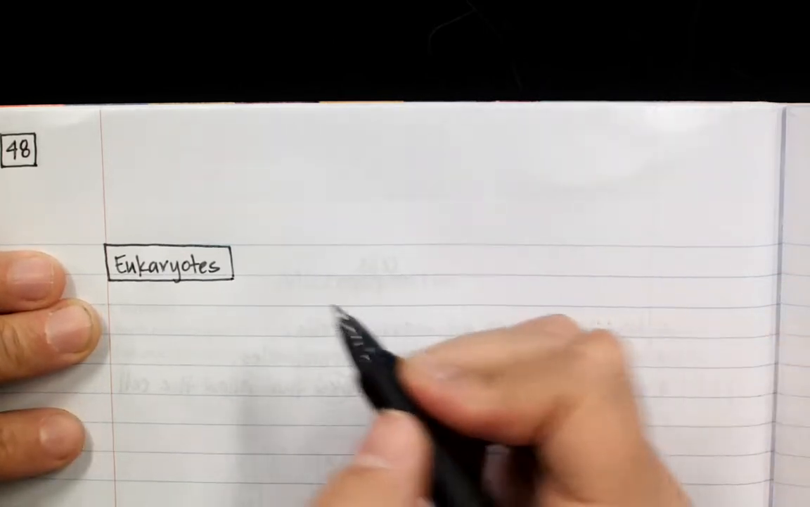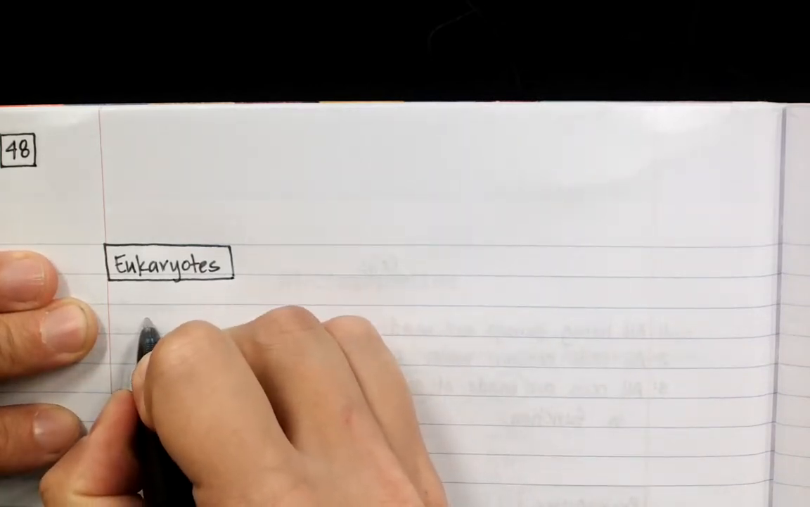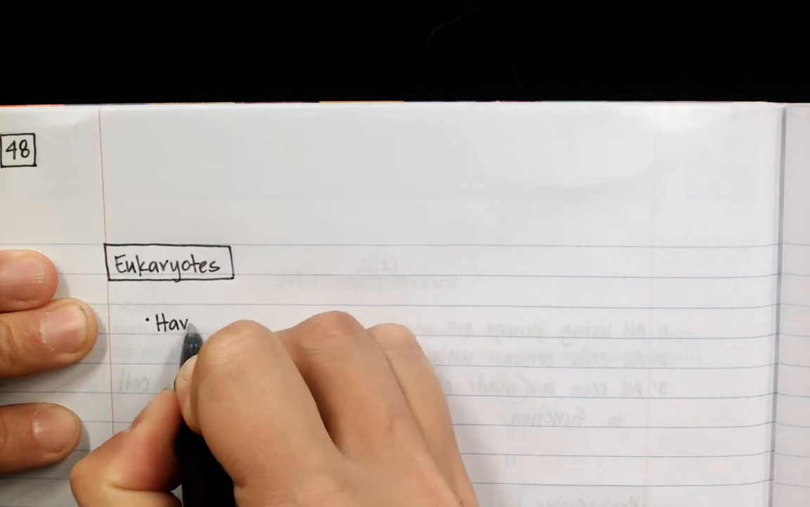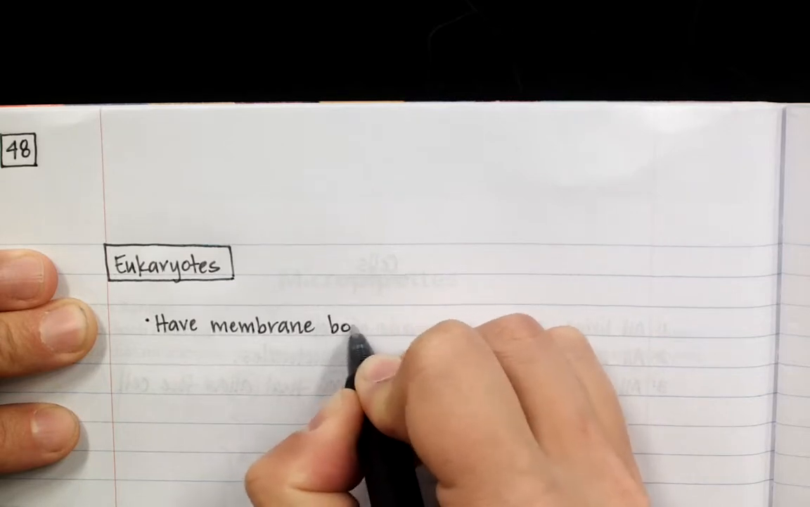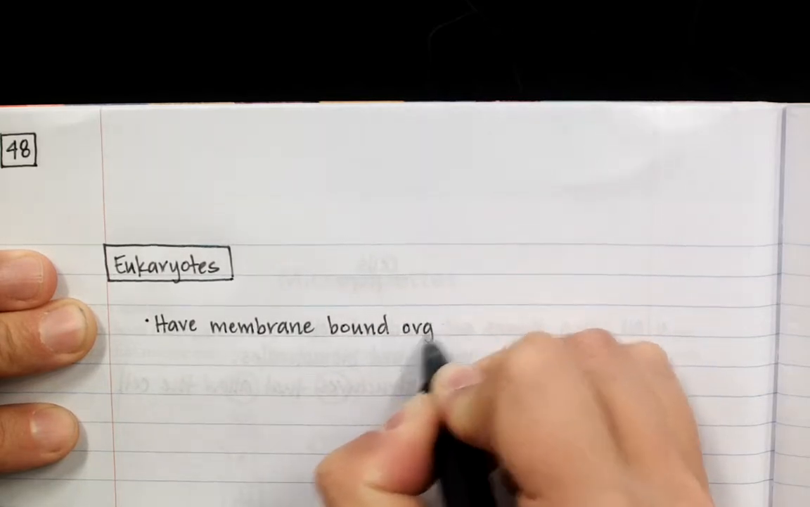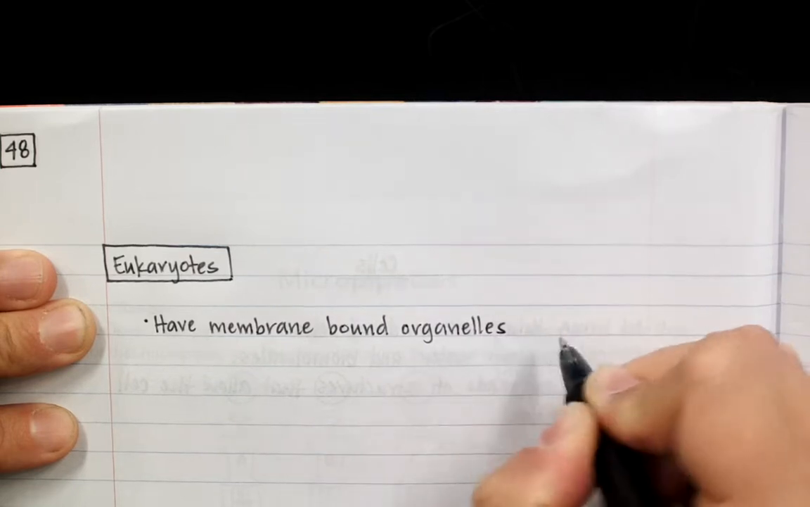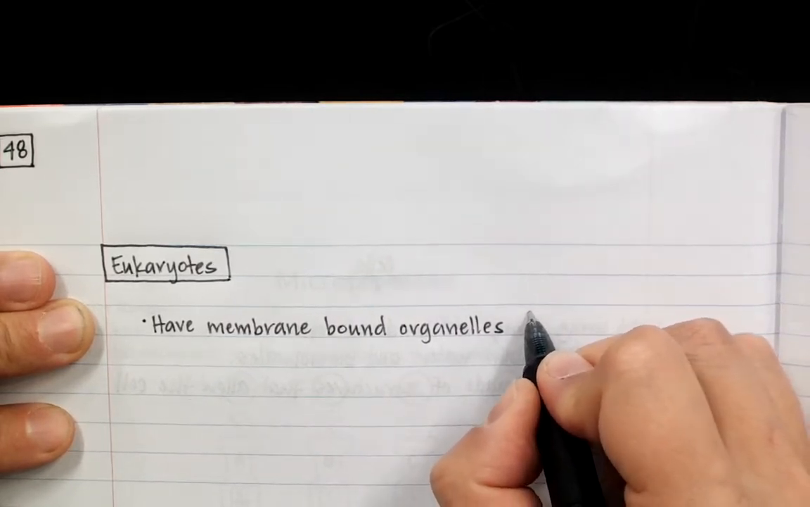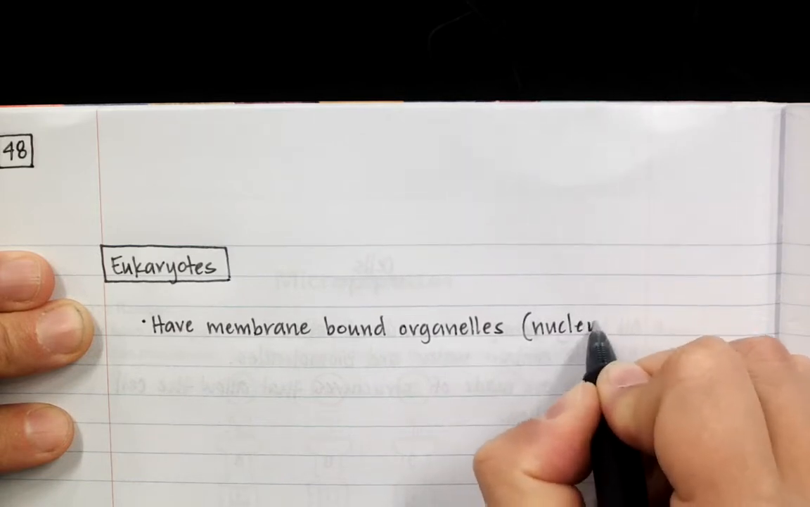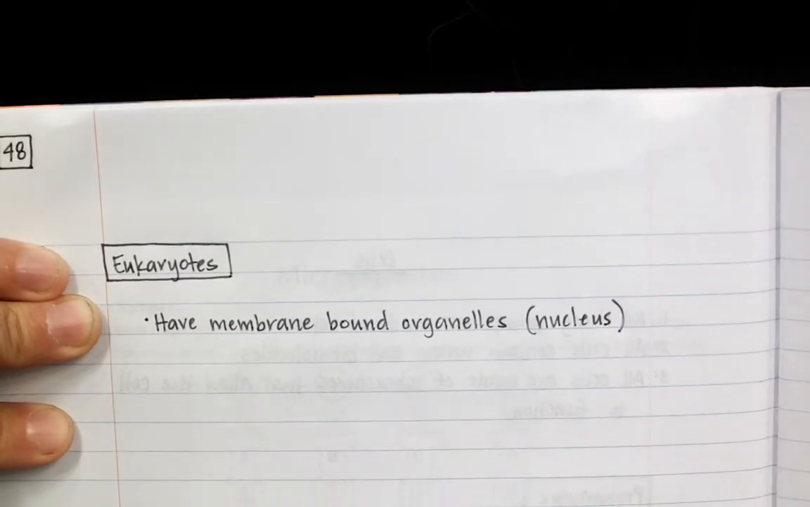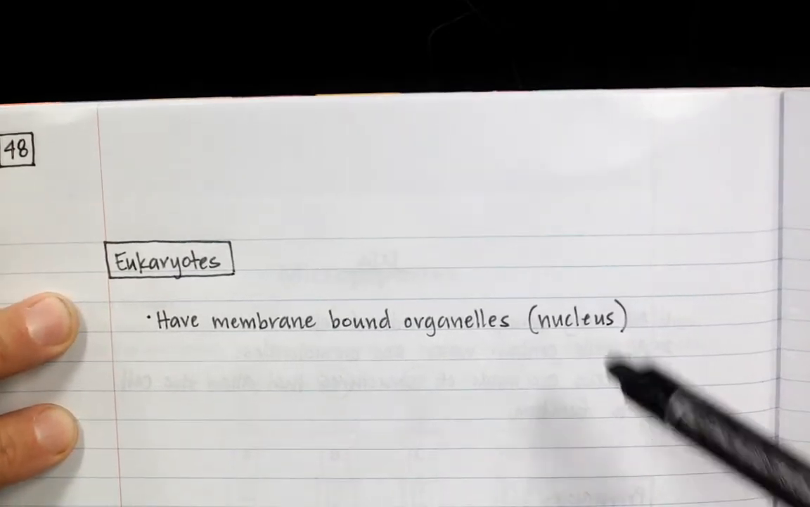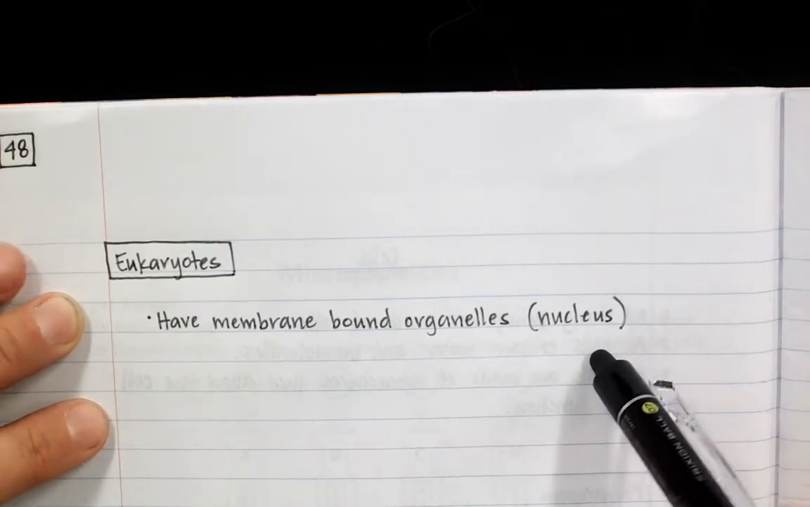And unlike your prokaryotes, eukaryotes have membrane-bound organelles. The most important of which is the nucleus. And that's the one that most people will point to when they're asking you, oh, how do you know if it's a prokaryote or a eukaryote? And you're going to say, oh, well, you're going to look for whether or not it has a nucleus.